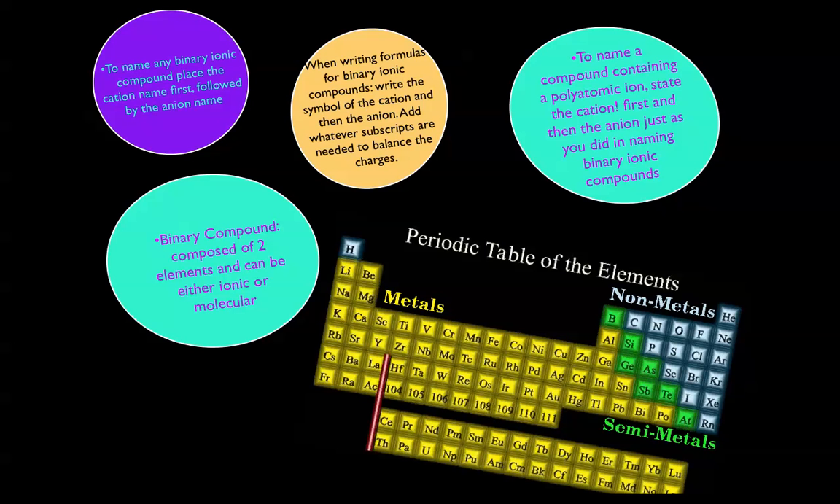And then to name a compound containing a polyatomic ion, state the cation first and then the anion just as you did in naming binary ionic compounds. So these are just important factors to remember when writing stuff down throughout this periodic table that we had to use to help us complete this in chemistry this past following week and a half.